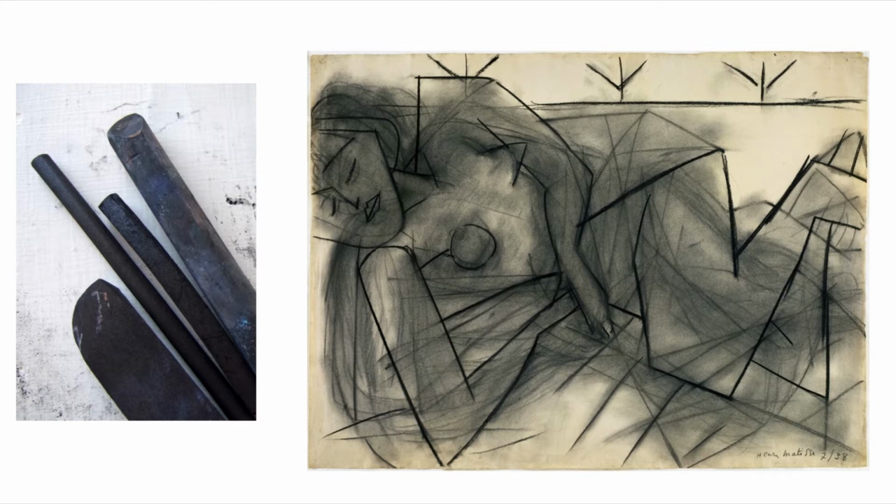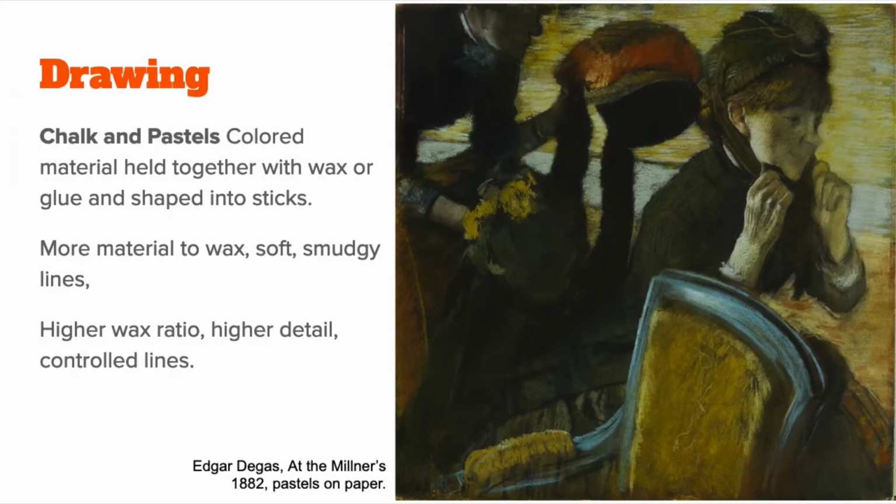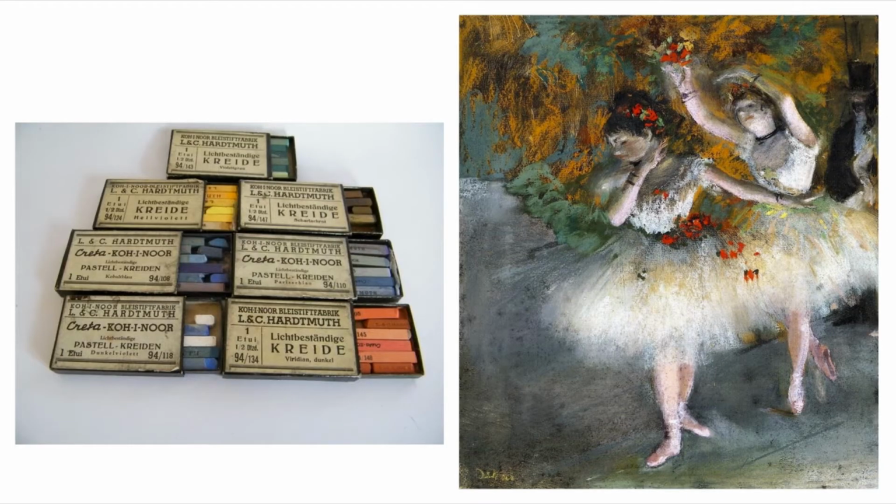Chalk and pastels are colored material, typically held together with wax or maybe a glue, and shaped into sticks. Depending upon the composition of the glue and wax, you can create a very soft, smudgy look, or a very high detail, sharp look. Pastels didn't really exist until the late 19th century, when industry started to revolutionize artist materials. Because they're relatively affordable and easily replaced, artists were more adventurous and would draw what they saw around them.